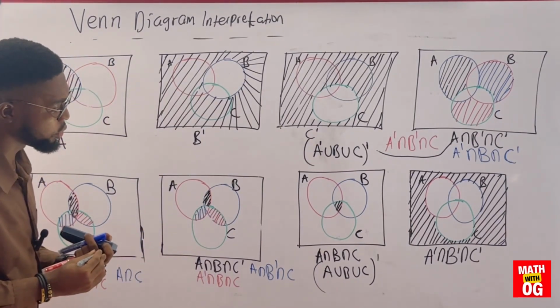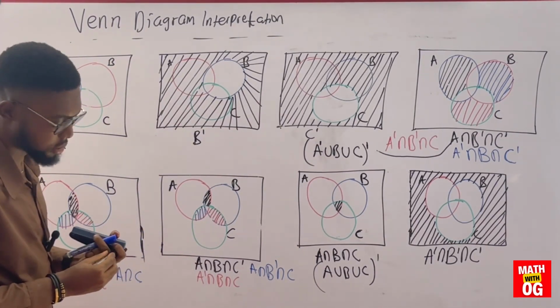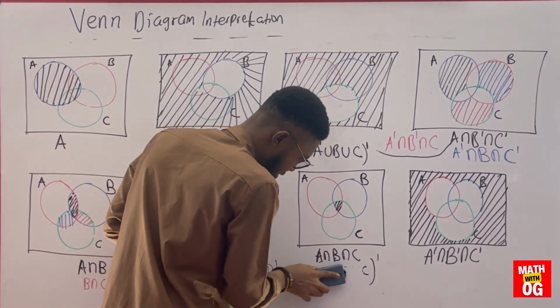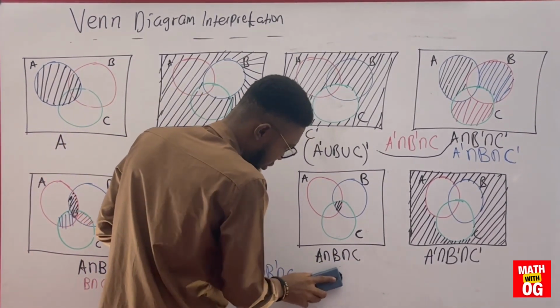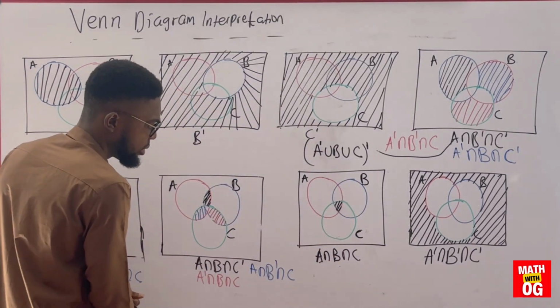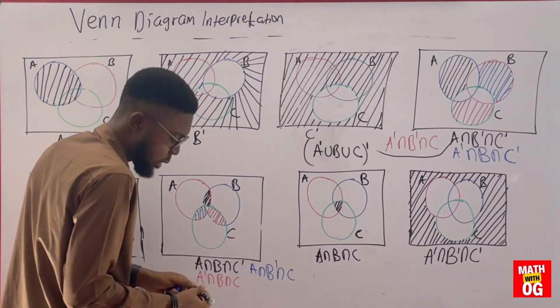A union B. Okay, no, that's not the solution. That's not the solution for this case, because A union B union C, all complement will be outside everything. So you can't use that for this. Sorry, okay, I was getting it wrong.